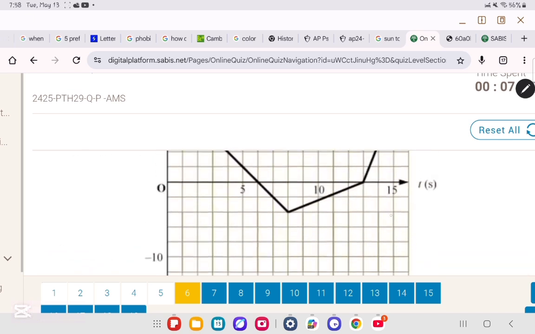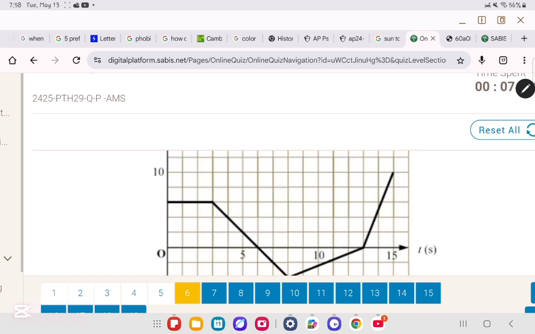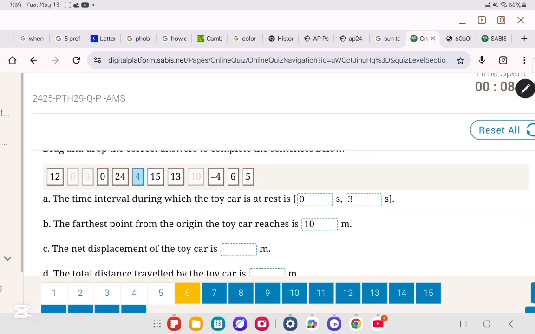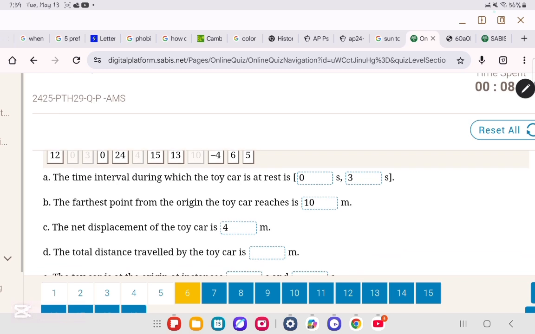The net displacement of the toy car. How do we find the net displacement of the toy car? It's very simply the final position, which is 10 meters, minus the initial position, which if you count, okay, let's say each one is 2, so it's going to be 2, 4, 6, 8, 10. Okay? So, from 10 till 6, so final position minus initial position, 10 minus 6, that's going to be 4 meters. So, the displacement is going to be 4 meters.